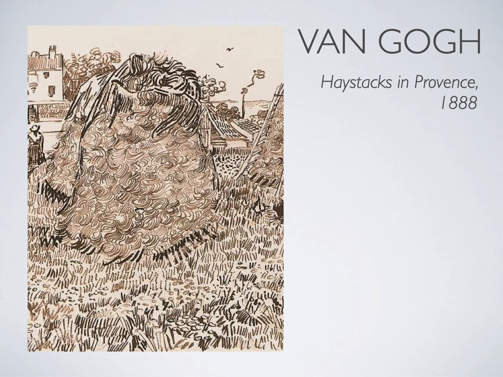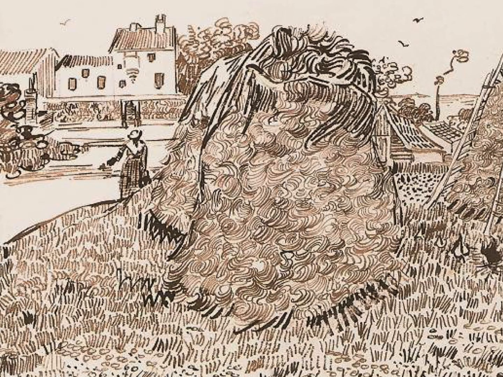So this is an example of some haystacks. And then looking at the details of those haystacks, it's just a lot of squiggles and different applications of mark making. He's using one treatment for the hay, a different treatment for the cut hay, and then another treatment for, say, the figure or the cottage in the back, the farmhouse, and the stone that might be working as a fence.